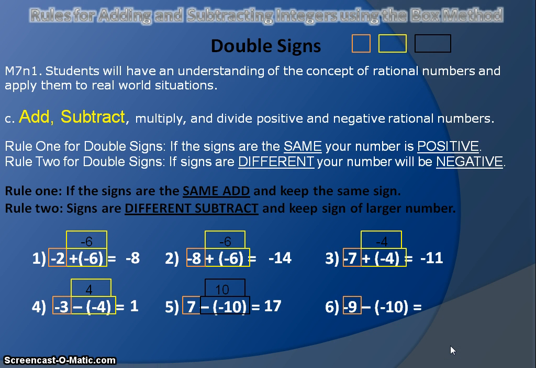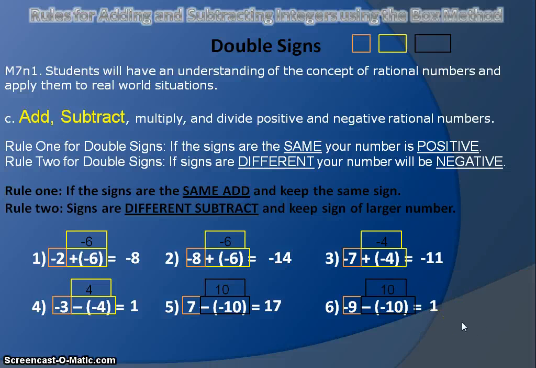Alright, and for the last one, we box up our negative 9, box up our minus negative 10, which is now negative negative 10. So go back up, same signs, positive number. So in our box, we're going to have a positive 10. Now we go to our single sign rules. Negative 9, positive 10, negative and positive, they're different, subtract. 10 minus 9 is 1, keep the sign of the larger number. 10 is larger than 9, it's positive, so my answer is going to end up being positive 1.